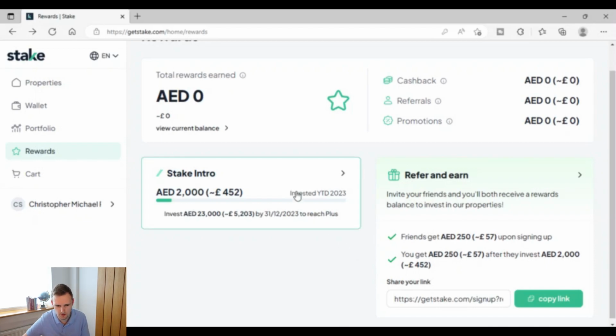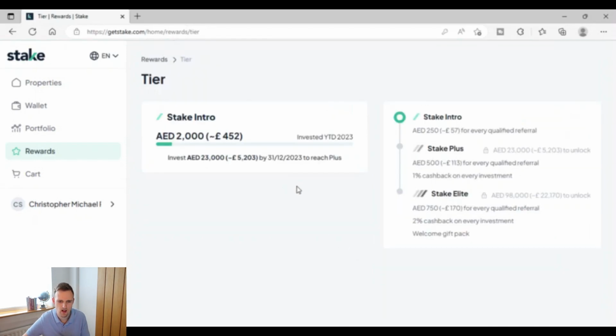The way the cashback works is, if I click onto this, when you first start investing, you're actually on this stake intro tier, and you don't earn any cashback at all. Once you've invested £5,203, you earn 1% cashback on every investment. And then once you've invested £22,170, you actually get 2% cashback on every investment. And you also get a welcome gift pack. So I'm very excited to eventually get to that point of getting that gift pack. I want to know what is in that welcome gift pack.